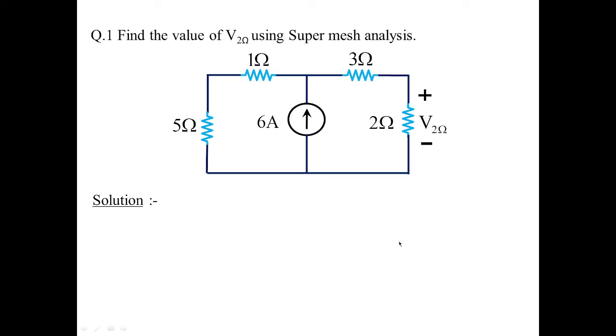Let us start with an example. Find the value of voltage drop across 2 ohms using supermesh analysis. So here 2 ohms is there and we need to find out the voltage drop across 2 ohms with the supermesh circuit.